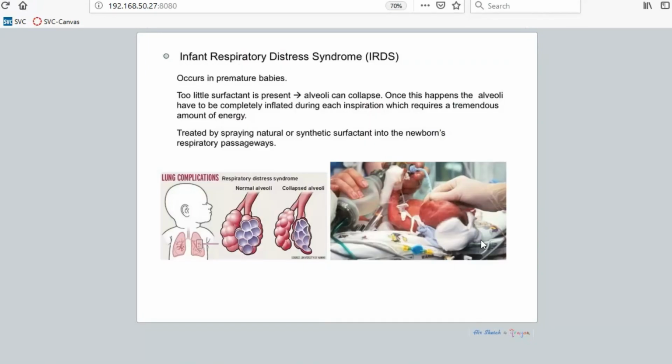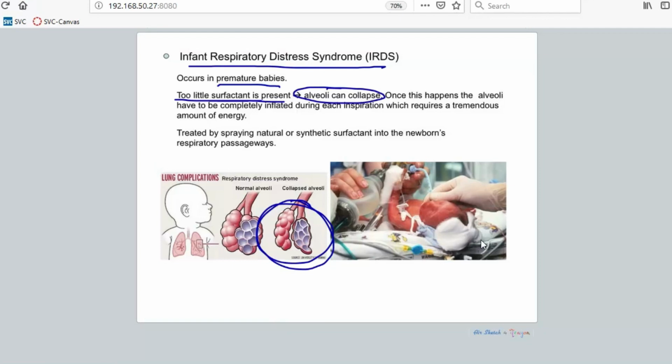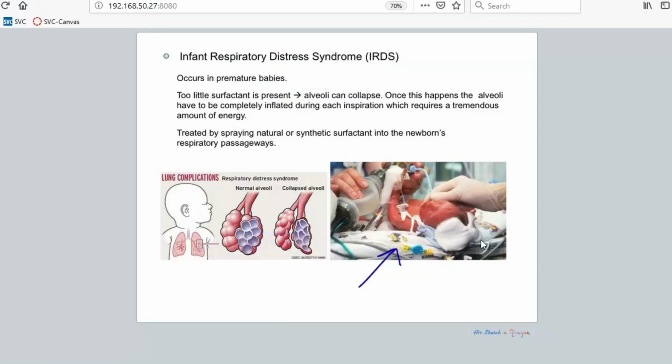Now there's something related to this called infant respiratory distress syndrome, and this occurs in premature babies. Basically, they have too little surfactant present. There's not enough surfactant, so the water causes those alveoli to basically collapse on themselves. And now every time this poor little baby wants to breathe, it has to fully inflate his or her lungs, and that takes a lot of effort. So it's really hard for this little infant to breathe.